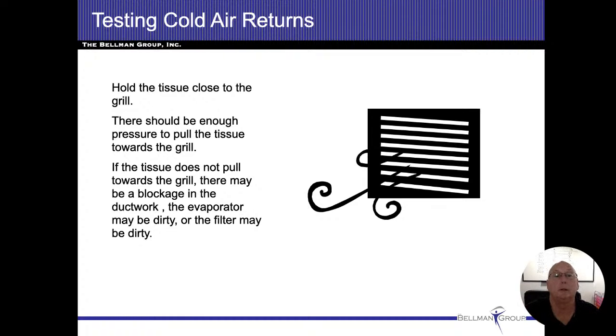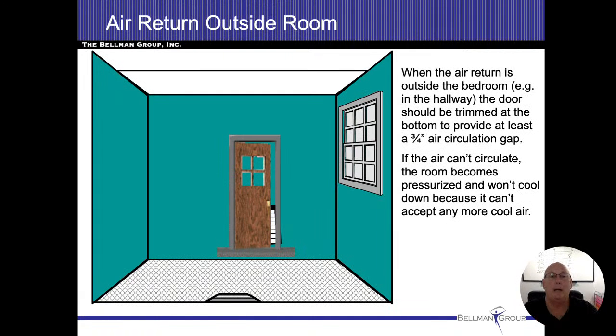Testing cold air returns: there should be enough pressure to pull the tissue towards the grill, so we should have a decent airflow. Use simple toilet paper, a napkin, tissue paper or a Kleenex. Just put that on the return grill, and we should have enough airflow. Sometimes you'll see a central return on there. When that happens, air is going to be flowing through the doors, so we have to check that with the doors shut as well.